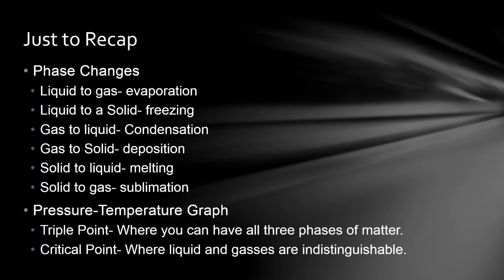Pressure temperature graphs. The two main points on the graph are the triple point, where you can have all three phases of matter at the same time, and the critical point, where liquid and gases are indistinguishable. Boiling versus evaporation. Know these two things. If you have to, go back and look. Boiling happens at a specific temperature. Evaporation happens at all temperatures. Boiling happens throughout the entire substance, whereas evaporation happens only at the surface.